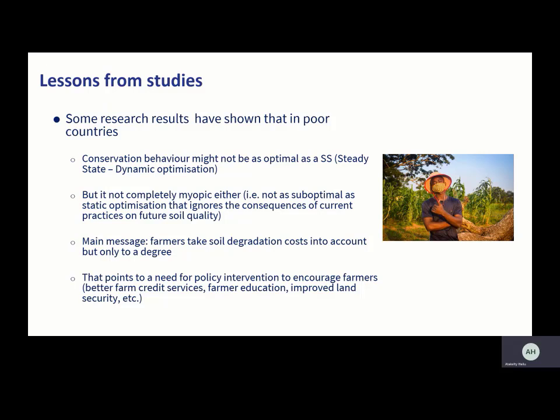How? Well, farmers may be mismanaging the land because they don't have enough cash. So credit services are important. They might be mismanaging the land because they don't understand the dynamics in the soil. Then farmer education is important. Farmers might be mismanaging the land because they are not secure in their ownership. In that case, improving land security and land titles is important. So the point is, there is a shortfall in terms of how far farmers go to manage the land, and that means that governments should try to improve soil management by encouraging farmers by different means.